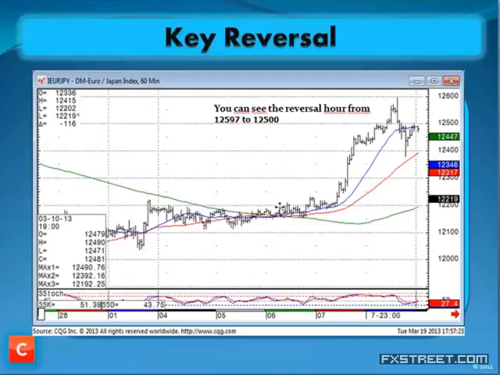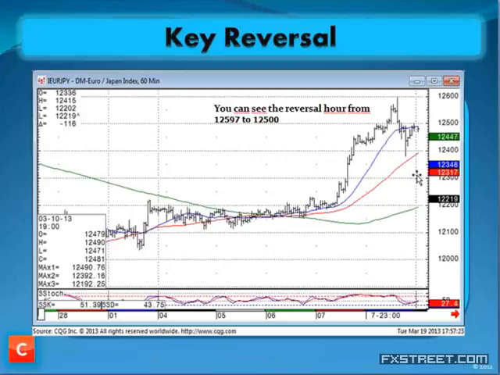But we're on the key reversal day now. You can see the trend is up, up, up, up, up. We spike up there, right? At 125.97, we go down to 125.00. You can see the previous hour's data. That is a clear reversal hour, which then went on to take that down towards the 21 period moving average. It actually went lower, but I wanted to capture that bit for you.